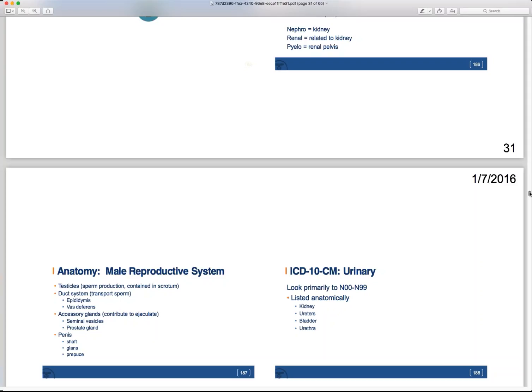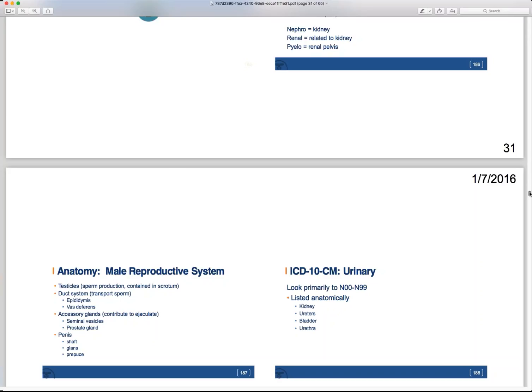For the male system, of course, what's going to be common is a circumcision, right? A male circumcision. Circumcisions can be found on page 341. The two codes I want to bring to your attention are CPT code 54150 and 54160. So if you haven't written it already, this is the page where you have your circumcisions, page 341.